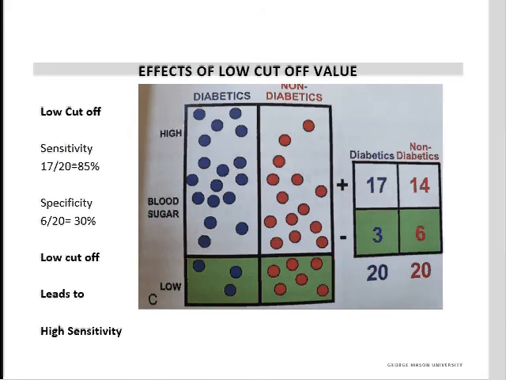If we have a low cutoff value, we have many diabetics who are identified, so there is high sensitivity. In this example, we have 17 divided by 20 or 85% sensitivity. But specificity is a lot lower, only 6 by 20 or 30%. So we have a lot of people who are really not diabetic, but the test qualified them to be diabetic. Hence we have a lot of false positives.